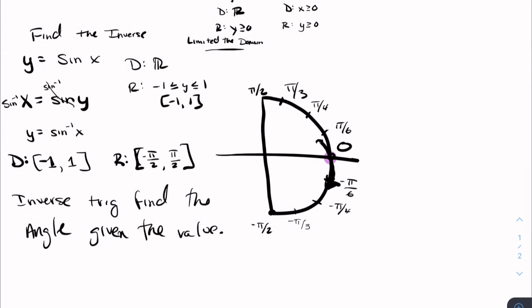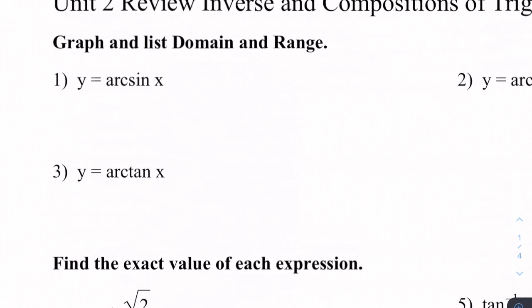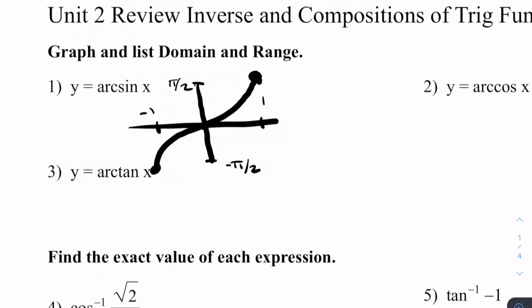So let's look at some of these with a worksheet that I found. It says graph and list the domain and range. And this is important. So we're going to graph our arc sine. We said our domain is from -1 to +1. And we have negative pi over 2 to positive pi over 2. Those are our intervals, and it's a portion of our oscillating function.